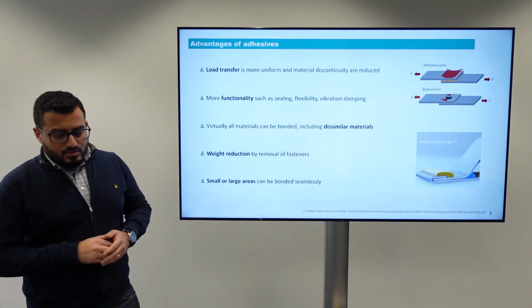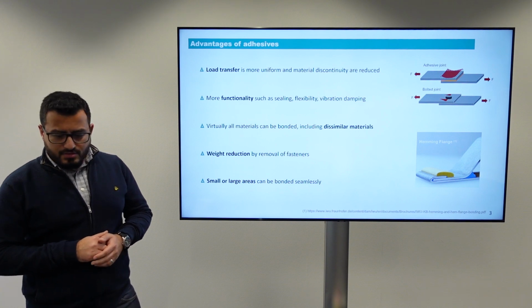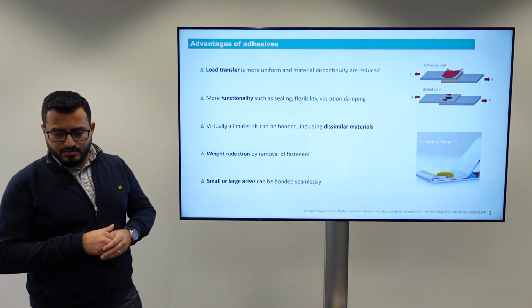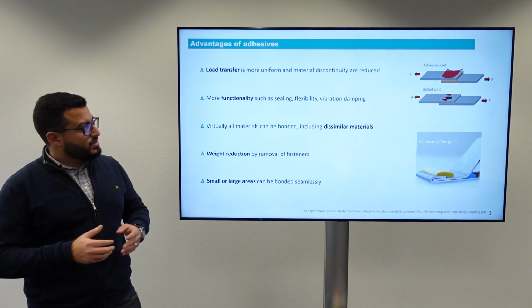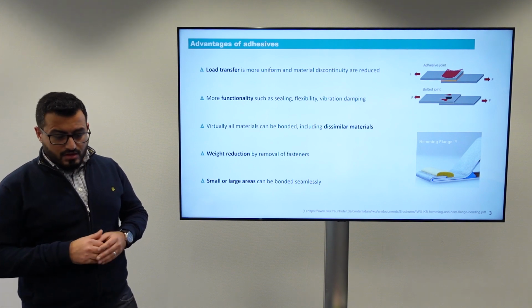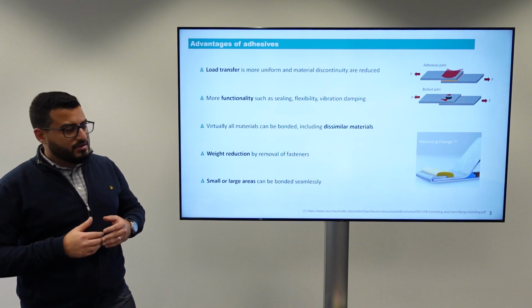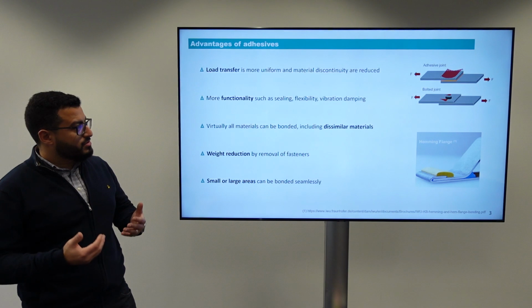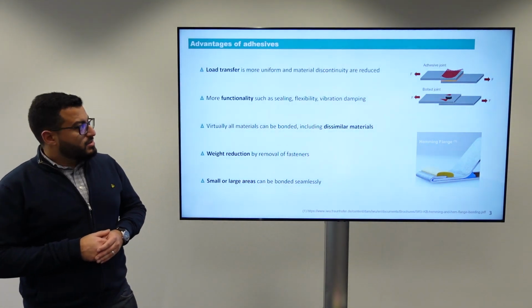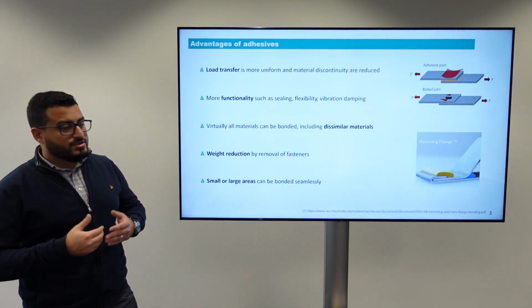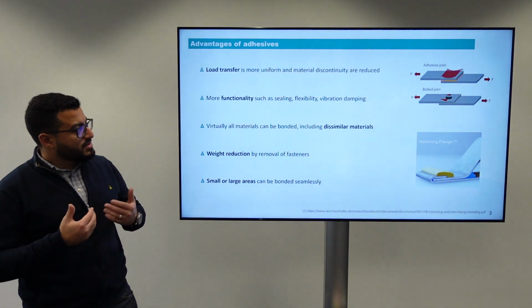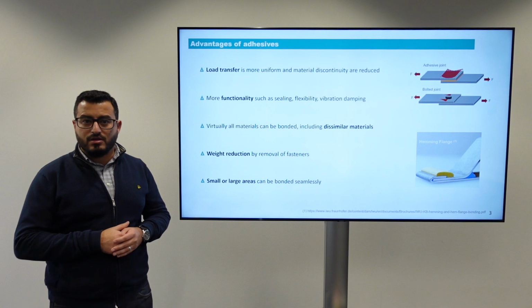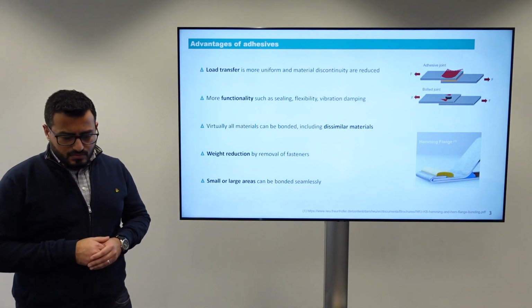We can see a lot of advantages for using adhesives in comparison with standard mechanical connections or welding. For example, the load transfer in adhesive joining is much more uniform, and any material discontinuity or stress concentrations due to holes, for example, are simply reduced. Also, adhesive joining can offer more functionality. For example, you can have sealing or flexibility or vibration damping with your adhesive joint.